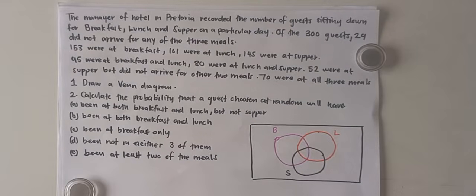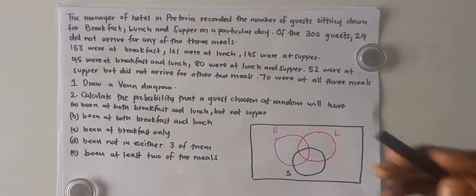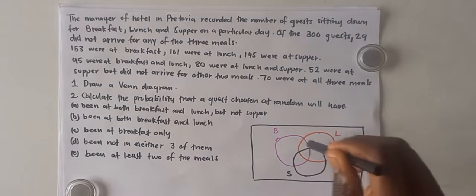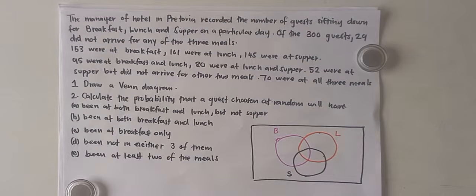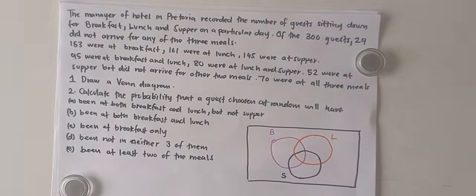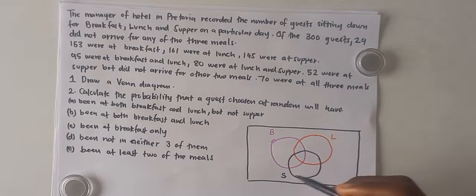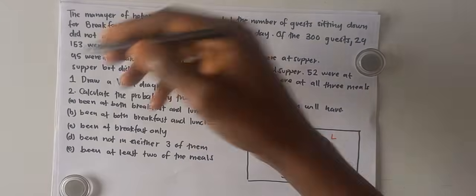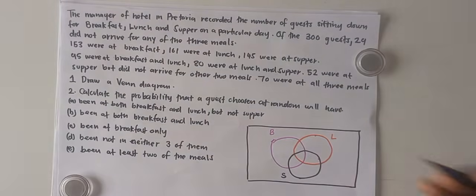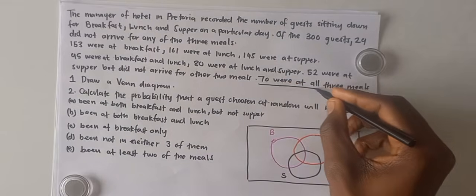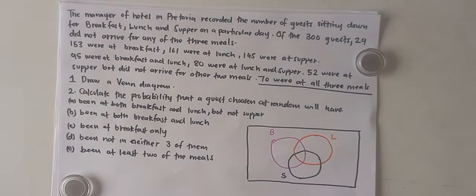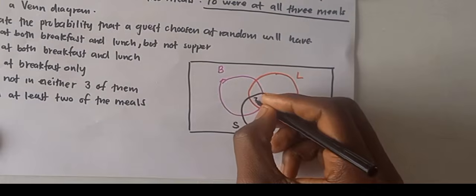With the two-event diagrams, it was very easy to fill everything in. We have to start with the one that has all three events. I hope this is clear, guys. The circle is a little small, but I tried my best. So we start with the one that accommodates breakfast, lunch, and supper. Do you understand that? We have to look for that number here. There were 70 at all three of these meals, so we're going to write 70 here.